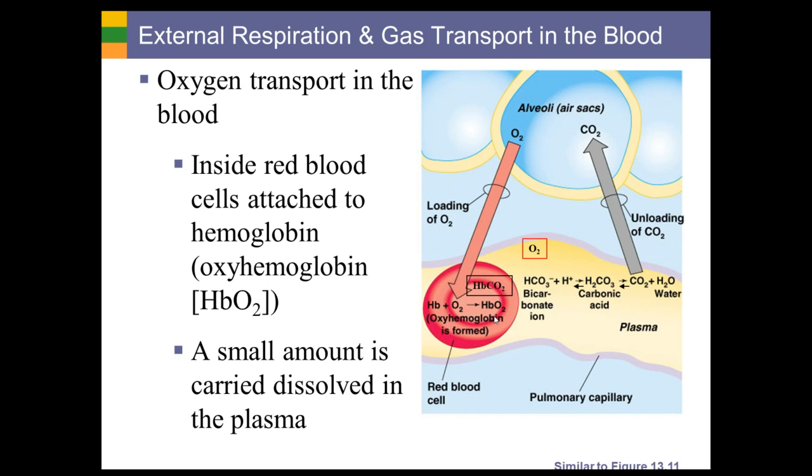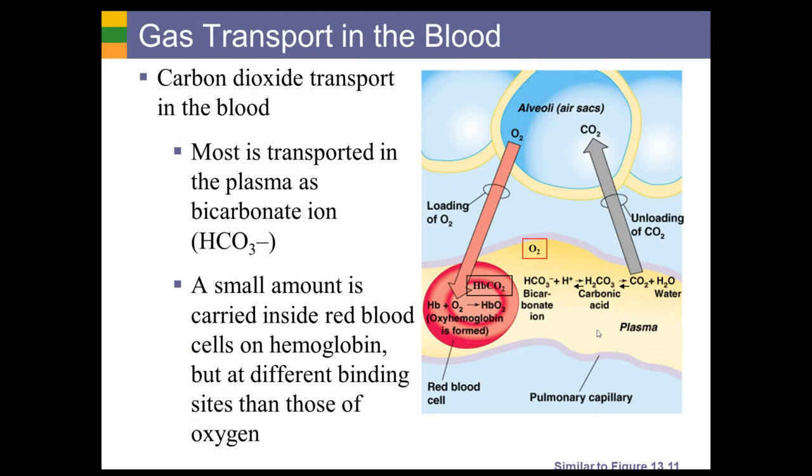Now, is there some oxygen dissolved in the plasma? Yes, but it is minor compared to the amount of oxygen that's in the red blood cells. That's why I have put a little box around the O2 here. This just shows that, yes, it's there, but it's a minor component. Overwhelmingly most of the oxygen is in the red blood cell bound to hemoglobin. Okay?